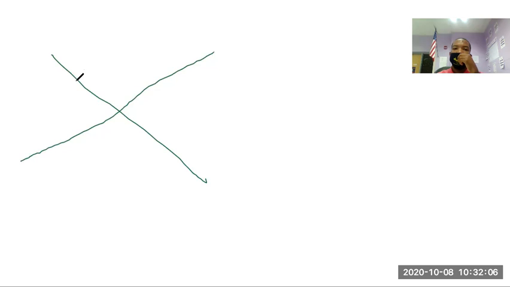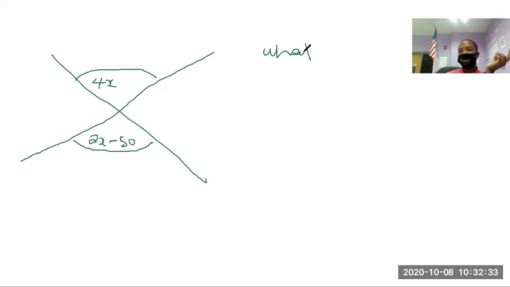All right, so we have vertical angles, and we get the equation. We get the term 4x, and then for this one, it says 2x minus 50. And then the question is, what is x? That's the first question. And then, what are the angles?